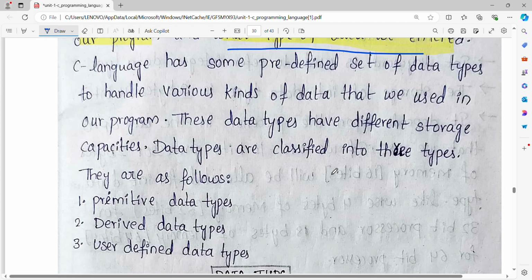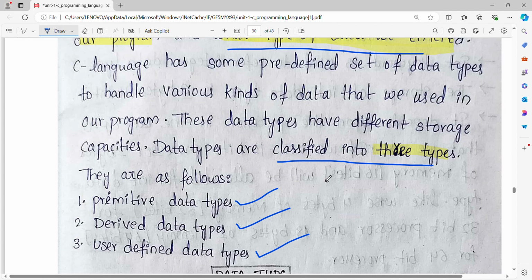Data types are classified into three types. What are the three types? The first one is the primitive data type, the second is the derived data type, and the third is the user defined data type. Primitive: by default we use these data types. Derived: these data types are derived from other data types. User defined: the user can define their own data types in a program.